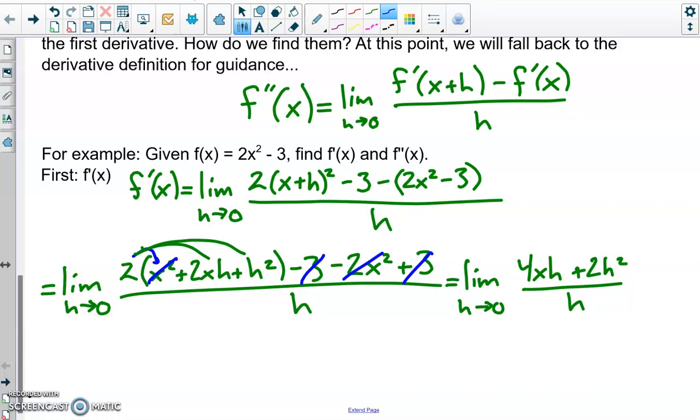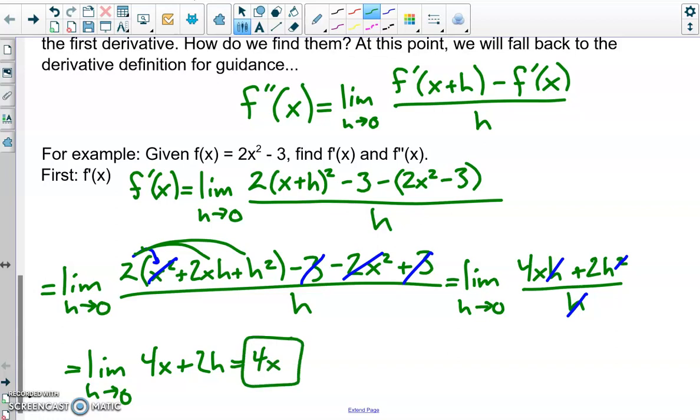And looking here, each term, the 4xh, the 2h squared, has an h in it. So I'm going to be able to take one h out of everything. And what we end up with then, moving to the next line here, we've got the limit as h goes to 0 of 4x plus 2h. We could do a direct substitution to find the limit, and plugging h equal to 0 in, we just get 4x. So this is our first derivative. The f prime of x is equal to 4x.